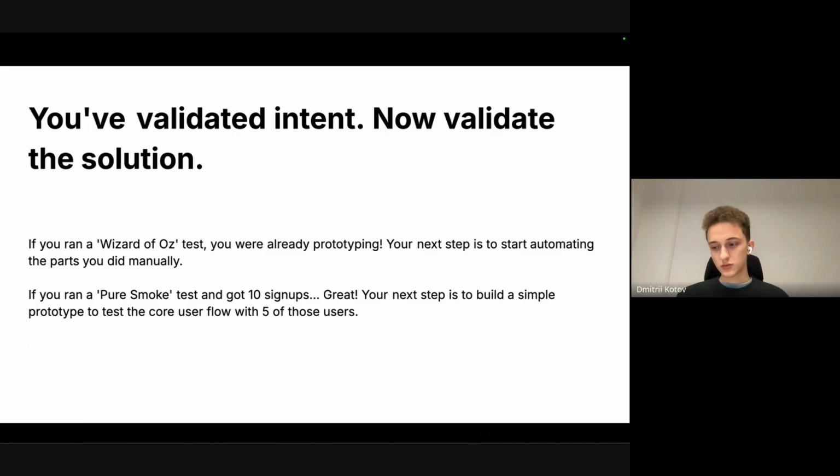Now, when we understood that at least somebody needs our solution, we will need to move to prototyping and creating the thing. For the Wizard of Oz, the problem is already solved. And for the pure smoke, when we get some people who are interested in our product, we can build the prototype with the aforementioned AI tools, like Cursor, for example, and we can give it directly to those people and listen to their response.